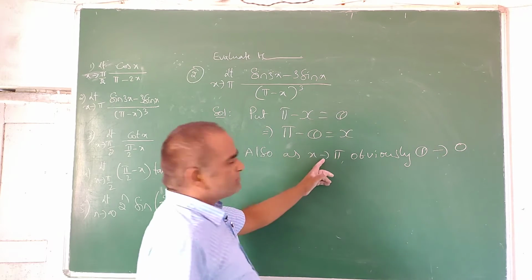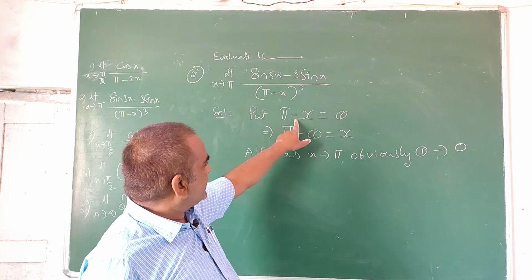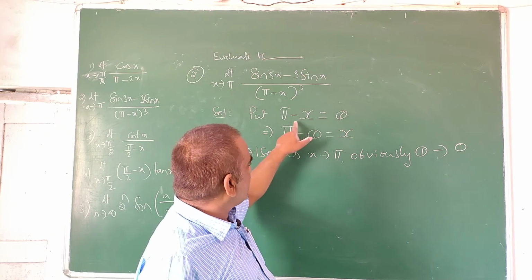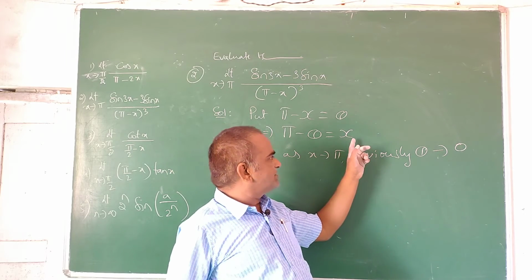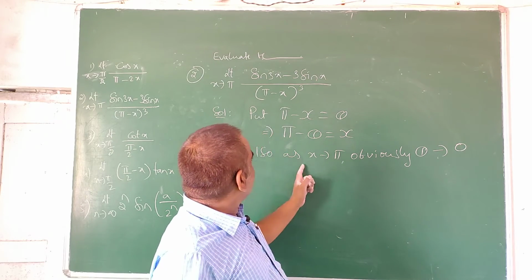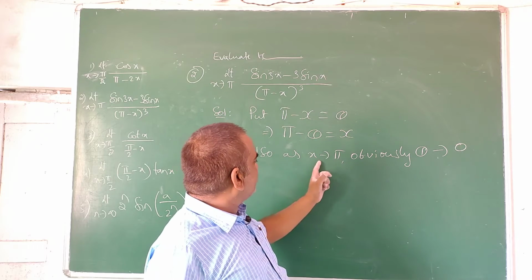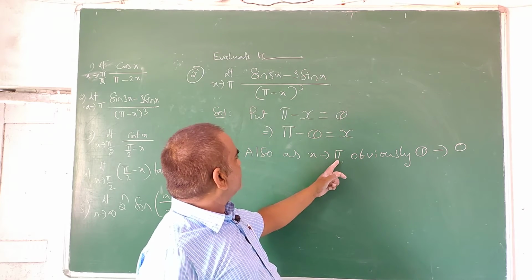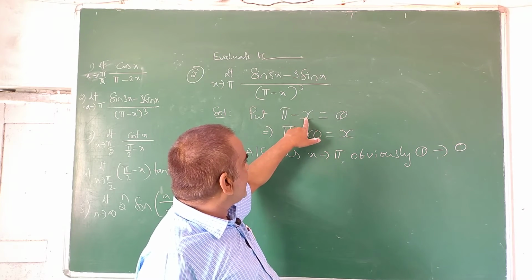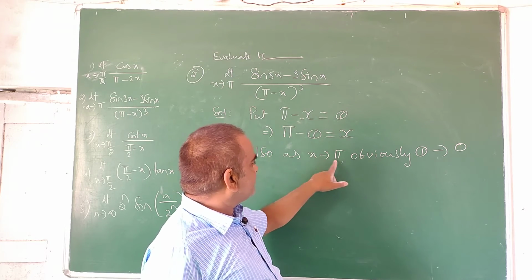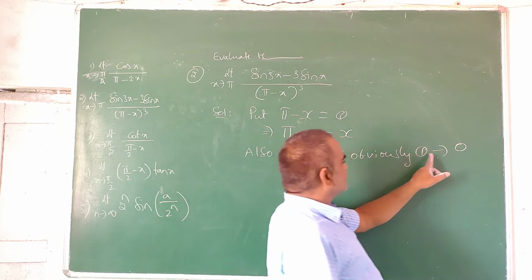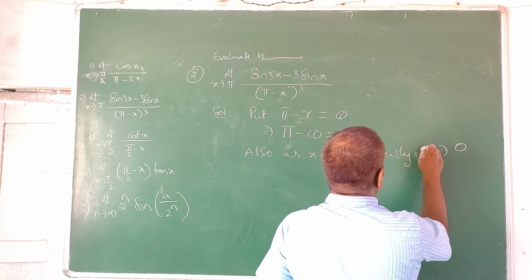Are you following? See here, I have taken pi minus x is equal to theta. So then this will become, by transposition, pi minus theta is equal to x. Now according to the question, x is approaching pi. So when x is approaching pi, here you put pi minus pi is 0. So theta is 0. So obviously when x approaches pi, theta approaches 0.